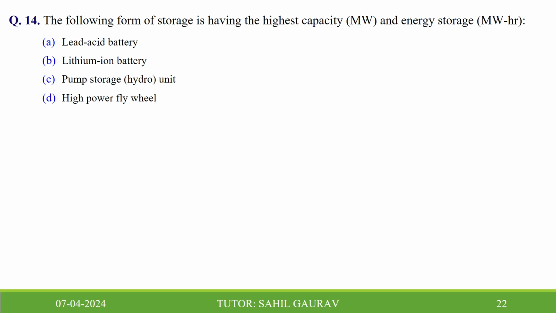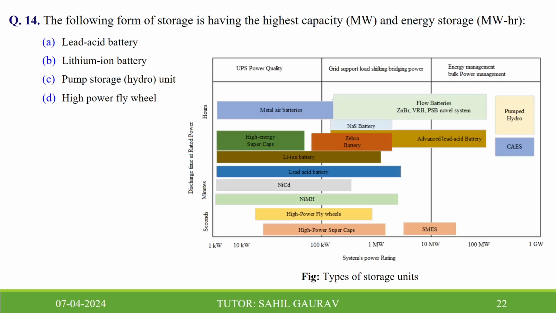Now let us see the next problem. Which of the following forms of storage has the highest capacity and energy storage? The options are lead acid battery, lithium ion battery, pump storage unit, and high power flywheel. So C option, pump storage unit. Yes, correct. So you see this diagram. You can see this figure. So this has the highest capacity and energy storage. So pump storage hydro unit is the correct option.